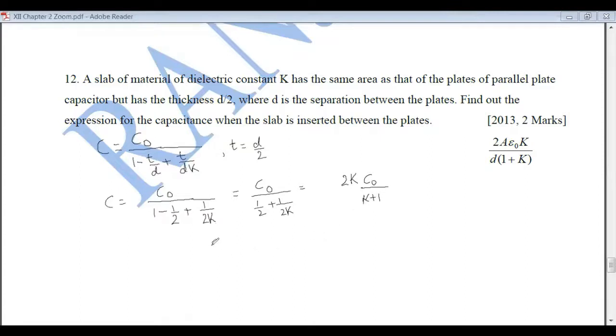Okay, now what is this C naught? C naught is the capacitance of the capacitor when air is filled between the plates of the capacitor, and which is equal to A epsilon naught upon D. So substituting this C naught over here, we get the expression of the capacitance to be 2A epsilon naught K upon D into 1 plus K. So when a dielectric slab is inserted, whose thickness is D by 2, in the plates of the capacitor, where its dielectric constant is K, then the capacitance is given by this expression. Okay, then let's proceed to the next question.